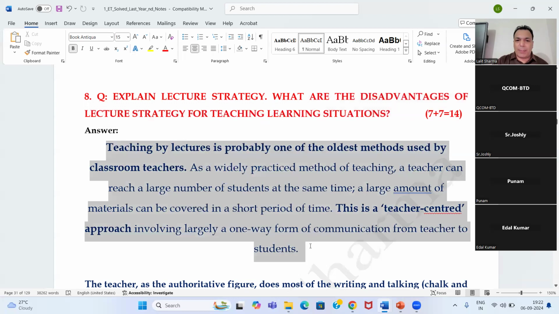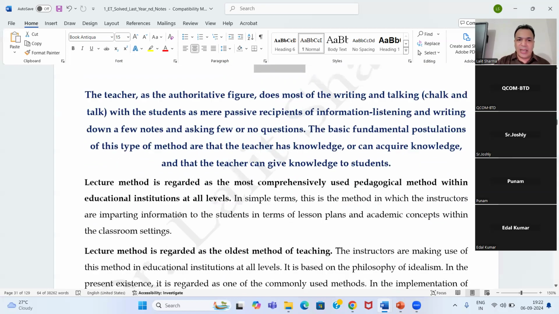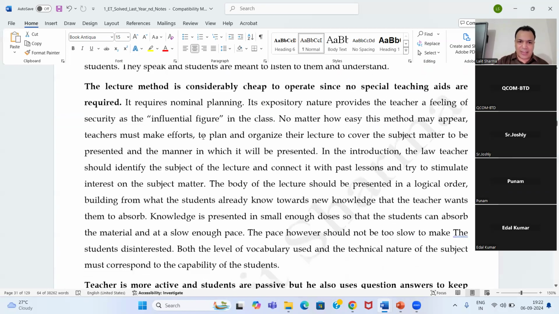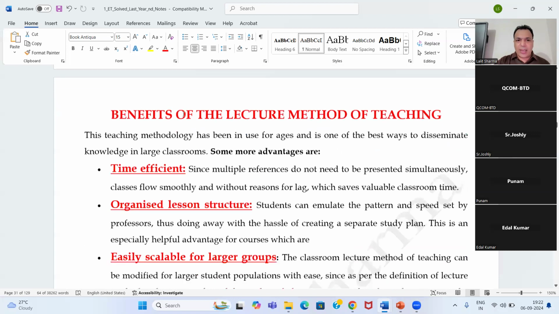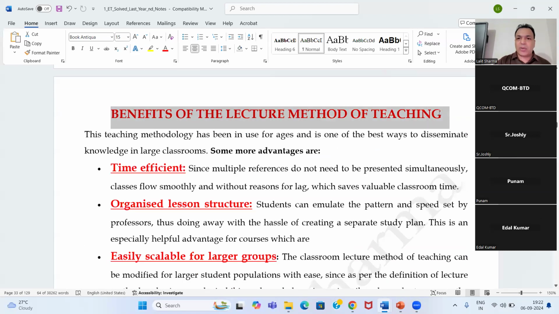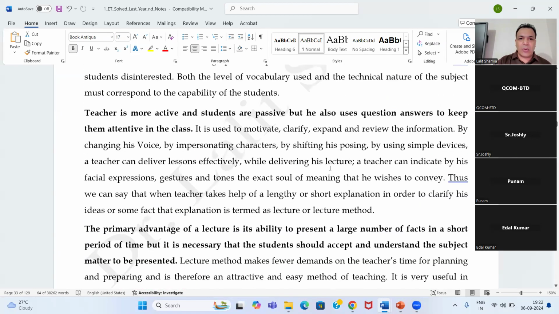Teaching by lecture is probably one of the oldest methods used by classroom teachers. As a widely practiced method of teaching, a teacher can reach a large number of students at the same time. A large amount of material can be covered in a short period of time. This is a teacher-centered method involving largely a one-way form of communication from teacher to student. First you have to talk about the lecture method, then you have to talk about its benefits, because the question asks to explain the lecture strategy.